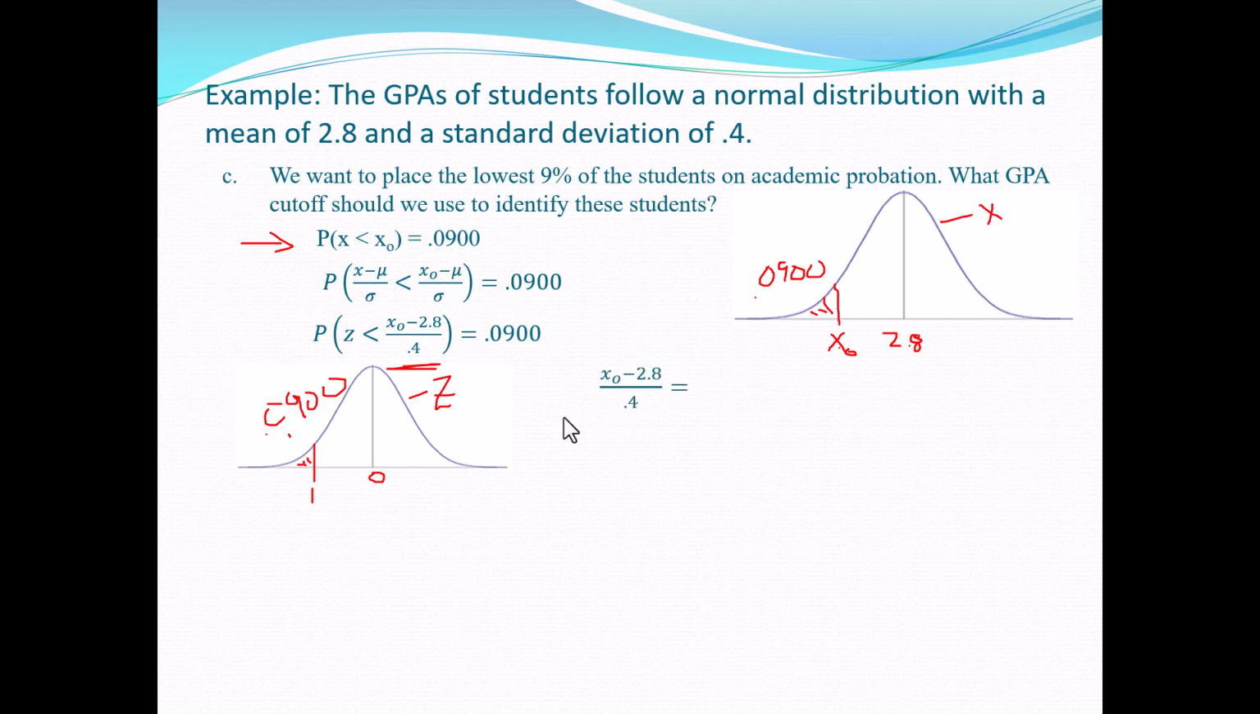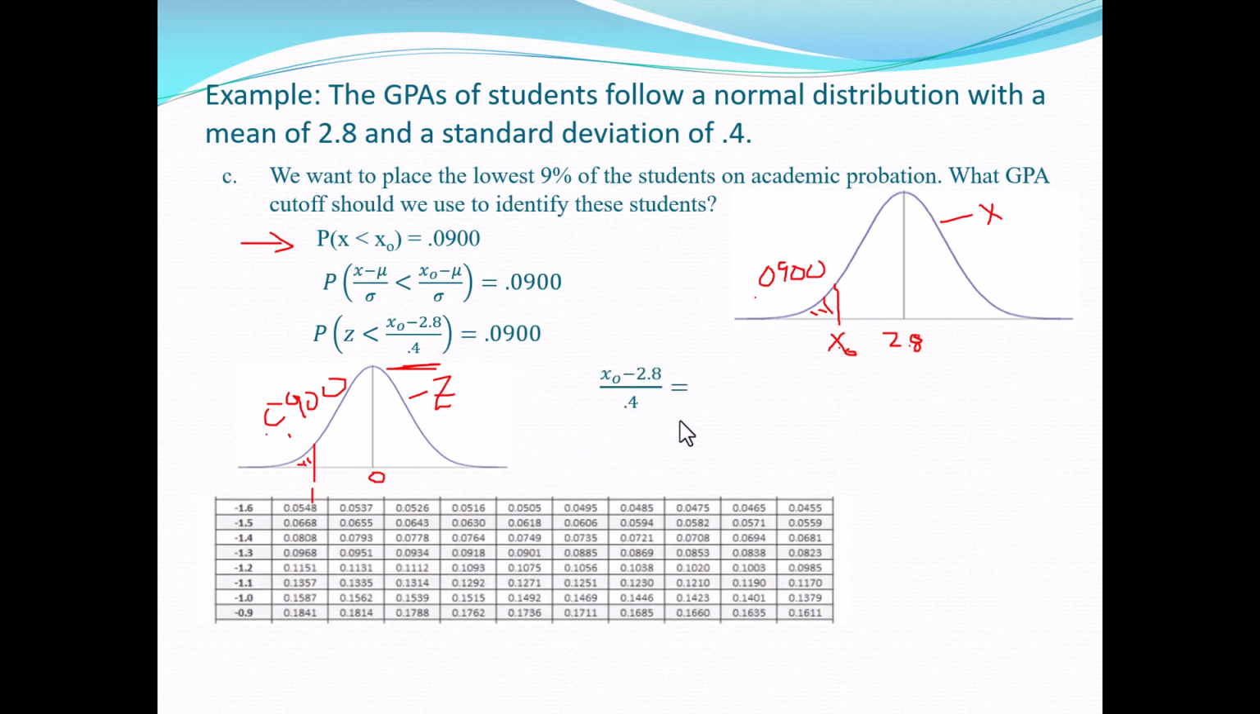Now you go to your table. And we've got to figure out, what is this X naught value? Well, I can find the 0.0900. It's about here. It's pretty doggone close, 0.09. What I'm saying is this point right here, X naught minus 2.8 divided by 0.4, is the z-score negative 1.34. The point I'm interested in falls 1.34 standard deviations below the mean. That's what that information tells me.